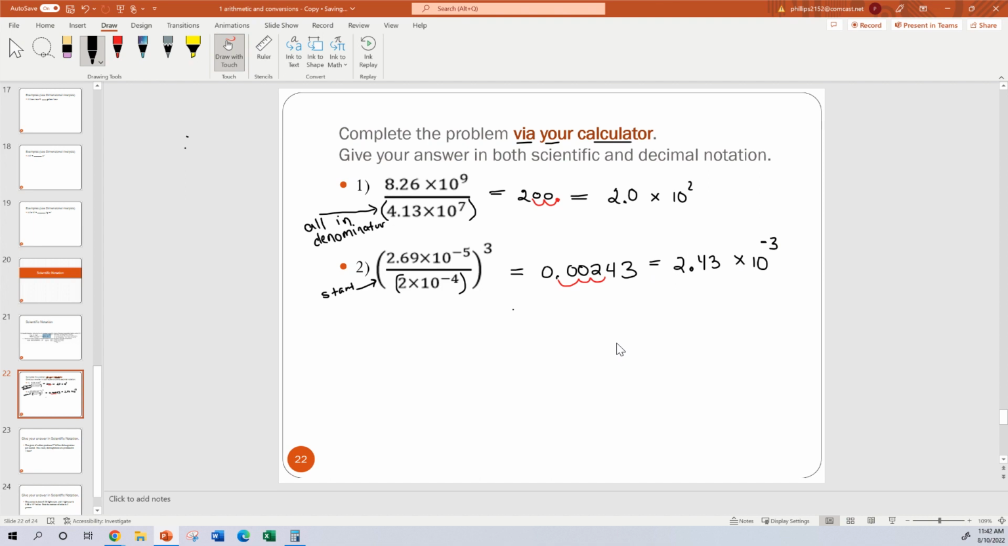And so that is my answer in both decimal and scientific notation, and my answer was gotten all by entering it in the calculator, not by doing any by hand math. And that is my goal for you, just to be able to put any kind of crazy problem in your calculator.